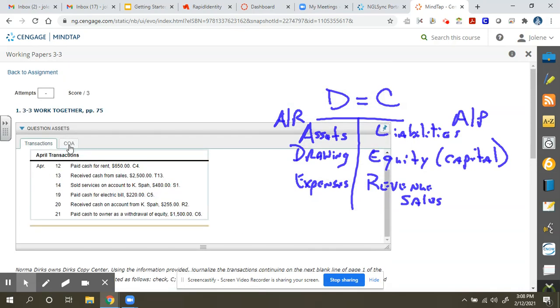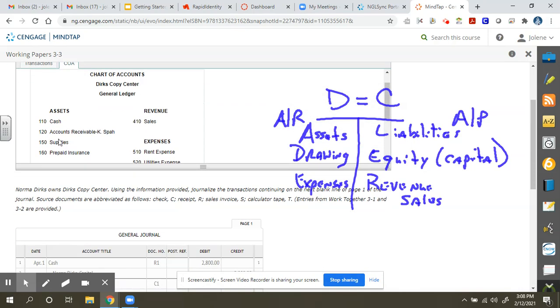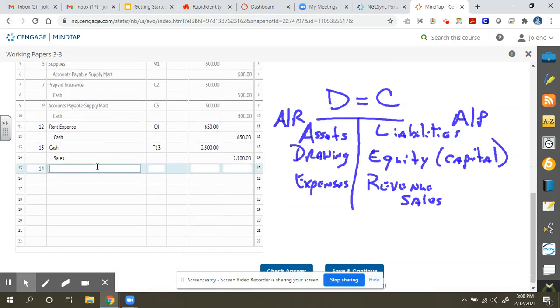Now, if you go here to the chart of accounts, we see that there is an accounts receivable for K-Spa. So we have to type it in here. Accounts receivable dash K-Spa.